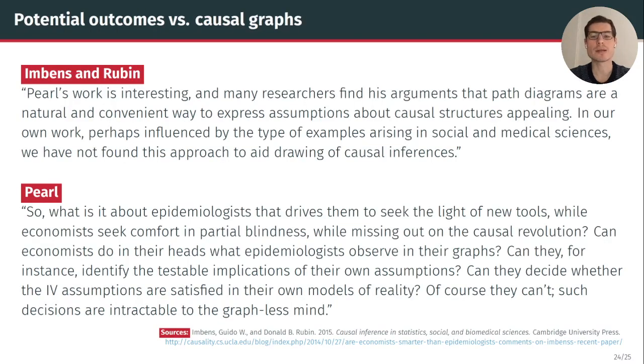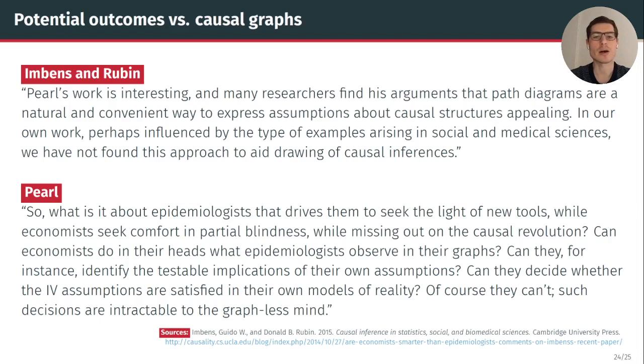Now, I've made some references in the beginning to different traditions with regards to the use of DAGs, but also with regards to the use of the potential outcomes framework. And I don't want to emphasize these differences too much, but they exist, although they are probably not exactly on the rise anymore. So here are just two quotes, one from the econ camp and one from the causal graph camp.